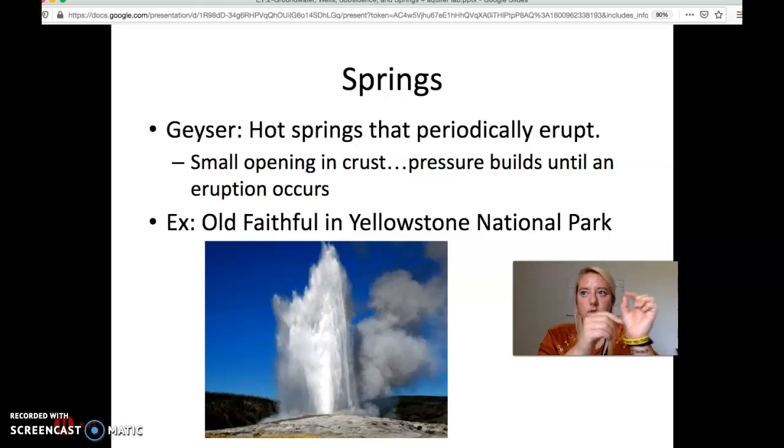There are occasional very small ones, you can find them anywhere. I hiked once and found one, a spring that's just bubbling up water very peacefully, but sometimes, especially with the heat, they will erupt like a volcano. This is because of a small opening in the crust. The pressure builds until an eruption occurs, just like Old Faithful in Yellowstone. So it's actually a geological phenomenon that we get at that national park, that national landmark.